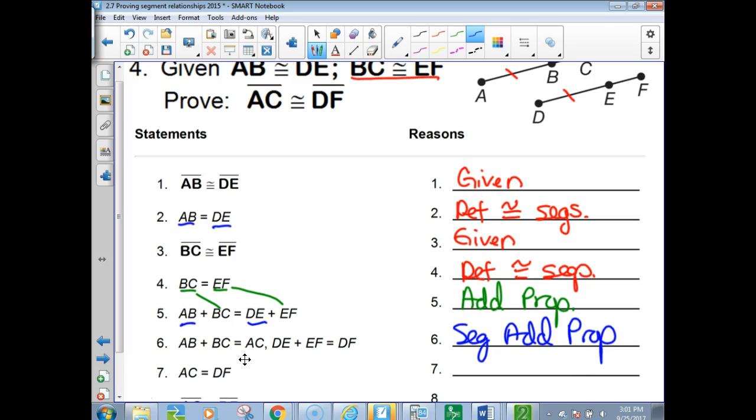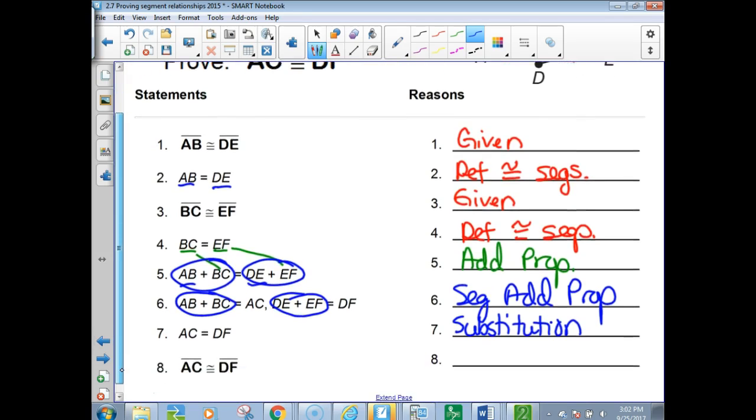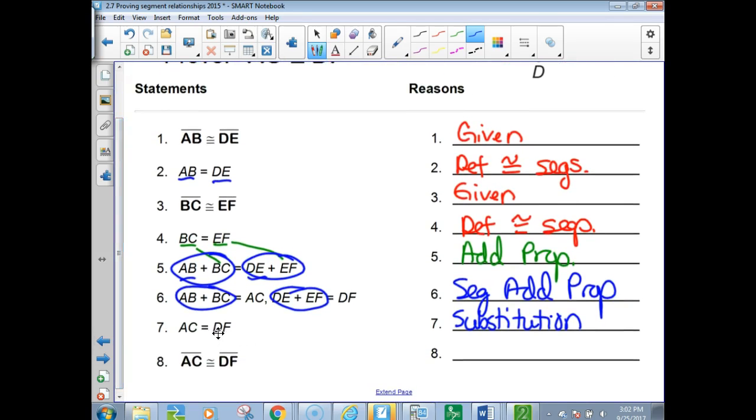Okay, now they're going to get rid of something on both sides. It's already been stated that AB plus BC is equal to DE plus EF. So since those are equal, I can make these equal by making a trade, which is a substitution. And finally, if the lengths are equal, then the segments are congruent by definition of congruent segments.